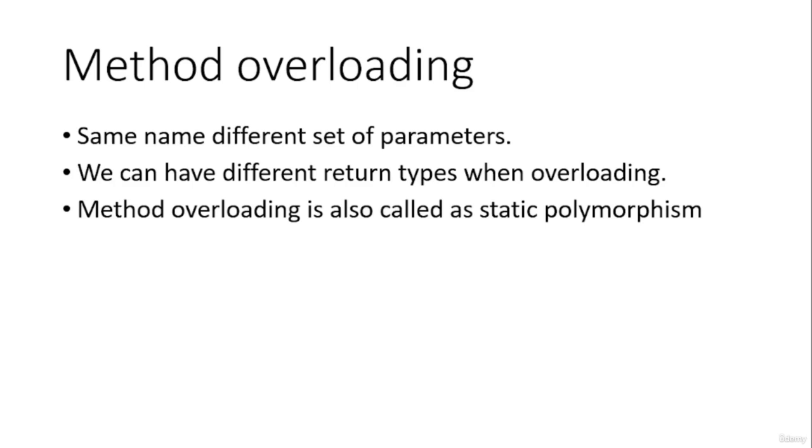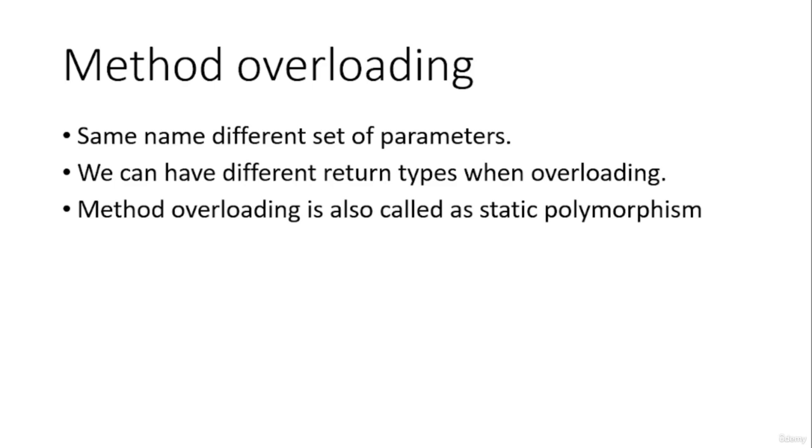And one more thing is that you can have any type of return type. It doesn't matter, but the method name should be the same and the parameter set should be different. If you keep the method name and parameter set the same, then it is a duplicate method, so the compiler will throw an error.